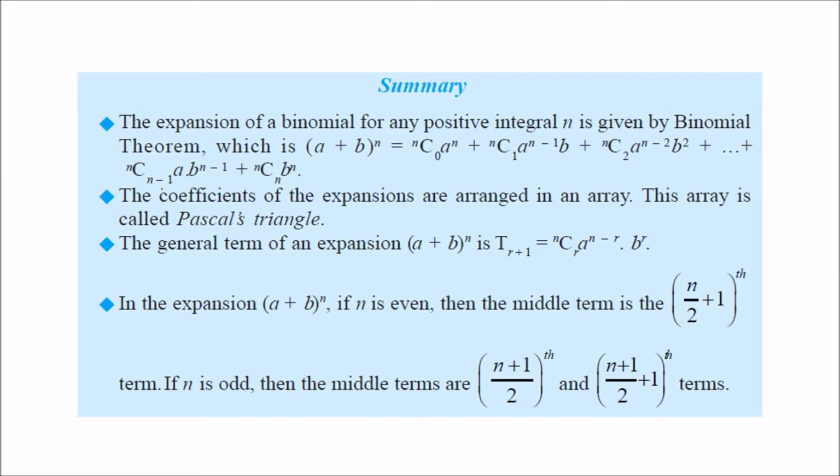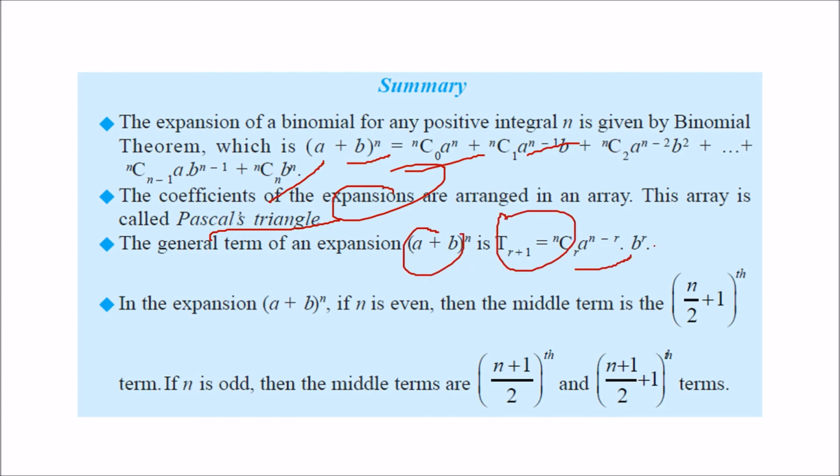Let us summarize this: the binomial expansion for any positive integral n is (a + b)^n = nC0 a^n + nC1 a^(n-1) b till nCn b^n. And the coefficients of the expansion, we have already seen, follow what we call Pascal's triangle. The general term of the expansion of (a + b)^n is T(r+1), which is nCr a^(n-r) b^r.